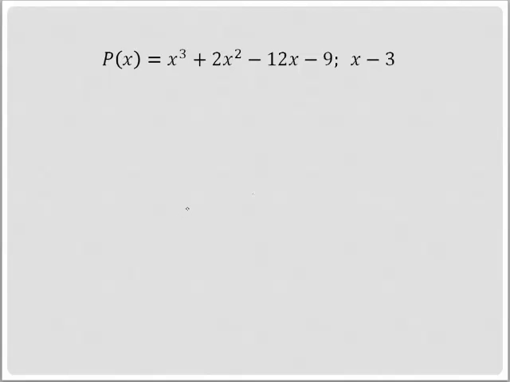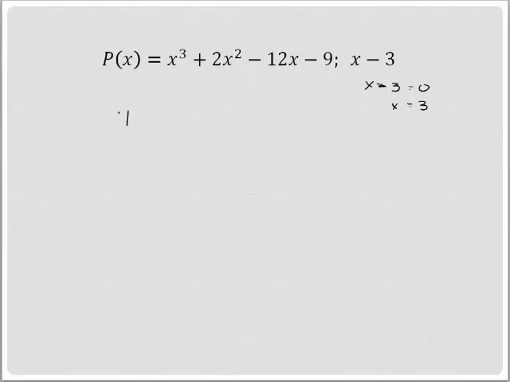Okay, here we have another question. And we're given x minus 3. All right, we have to do a little finding for x first. x minus 3 equals 0. Therefore, x equals 3. Okay? And that's the number we're going to put into this polynomial.